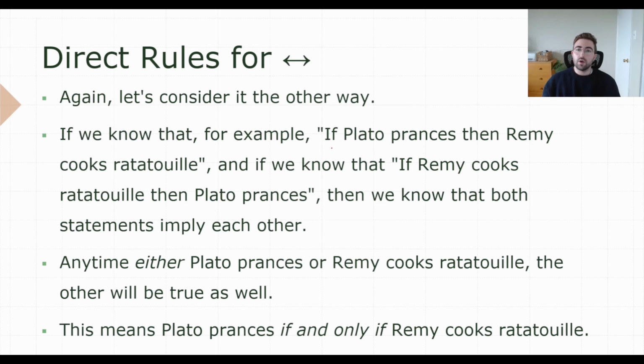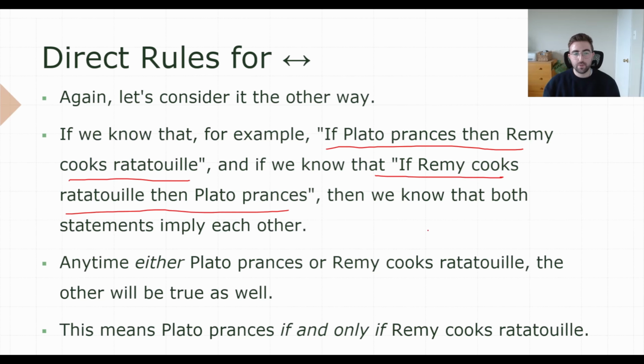So if we know that if Plato prances, then Remy cooks ratatouille, and if we know also that if Remy cooks ratatouille, then Plato prances, then we know that both statements imply each other, right? And that, as we saw, is exactly what the double arrow, the if and only if, is saying. As anytime Plato prances, Remy will cook ratatouille, and anytime Remy cooks ratatouille, then Plato will prance, right? So this means that ultimately Plato prances if and only if Remy cooks ratatouille, or the other way around if you want.